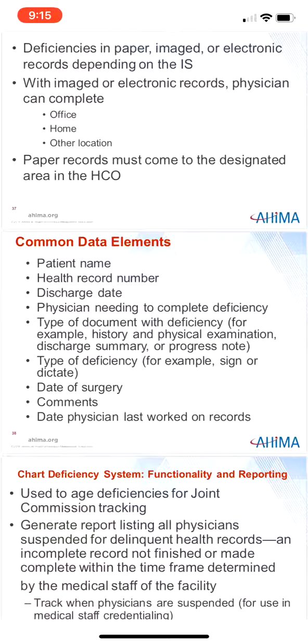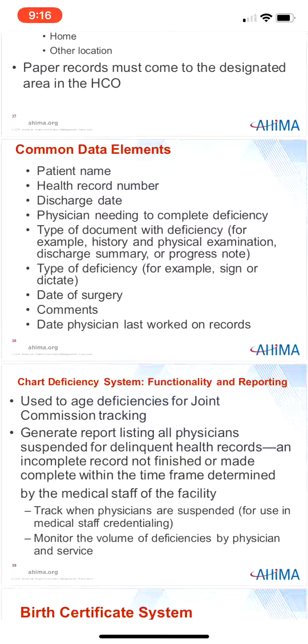When the physician dictates, signs, or completes the deficiency, the analyst is able to delete or update the status of the deficiency. An example of updating the deficiency would be to change the deficiency from dictated to transcribed or from transcribed to signed. Frequently, there is an interface between the chart deficiency system and the transcription system to automatically update the transcription deficiency.